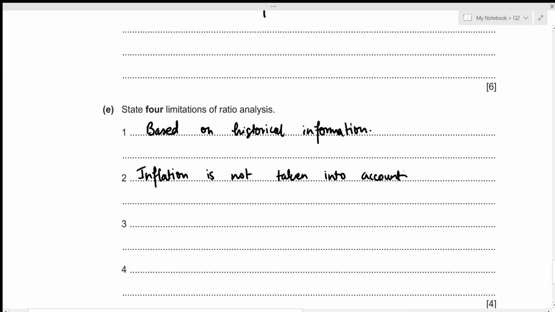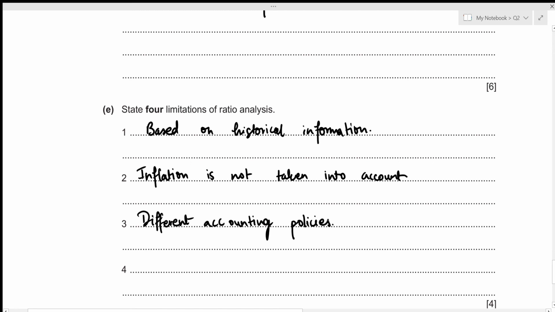Then thirdly, there can be different accounting policies of different businesses. So if we are comparing ABC Limited to XYZ Limited and we are looking at the assets value, then let's suppose that the ABC Limited uses the straight line method, whereas the XYZ Limited uses a reducing balance method. Then obviously there is a difference in accounting policies, so the comparison will not be valid. Let's write it down. Different accounting policies.